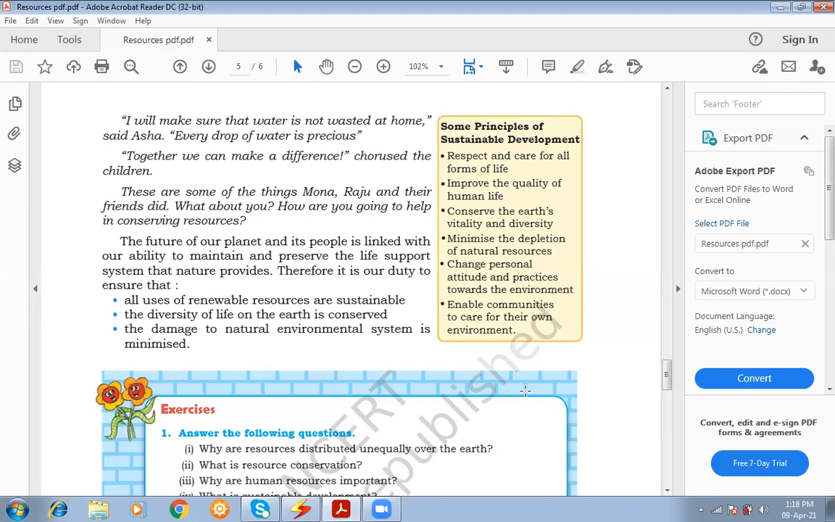It is not only that earth belongs to us. Earth does not belong to us. It is not only us who want to live on earth. There are other beings also, animals, plants. They all want to live. The damage to natural environmental system is minimized.